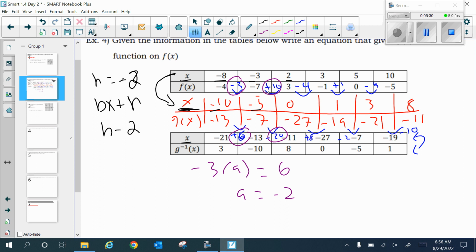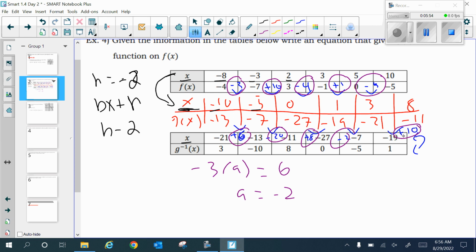10 times -2 is -20. -4 times -2 is +8. 1 times -2 is -2, and -5 times -2 is -10, +10. Sorry, this should be +10 there. Looks like I can't add numbers. This should be a +10. -20 to -11 is a +10, sorry. So -5 times -2 is +10.